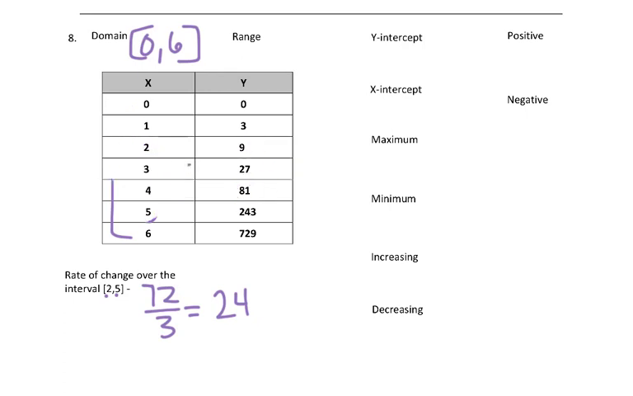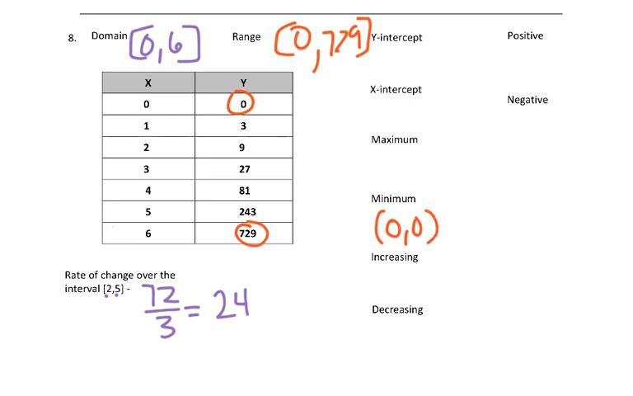Our range, our lowest number is 0. Our highest number is 729. So our minimum is going to be (0, 0). Our maximum is going to be (6, 729). It also tells us (0, 0). That's both a y-intercept and an x-intercept.